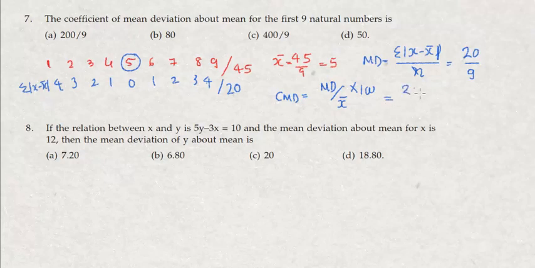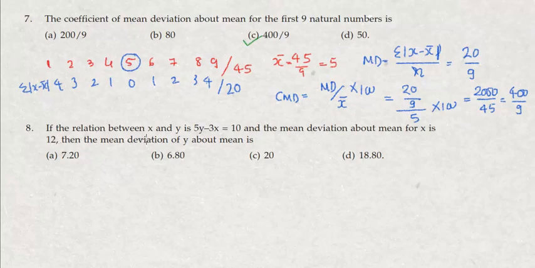Let me put the number in this form only into the formula of coefficient of mean deviation. So that is going to be 20 by 9 again divided by the mean x bar, which is 5, into 100. So now this is nothing but 2000 divided by 45, and if we reduce it, then it will become 400 divided by 9, because 400 into 5 is 2000 and 9 into 5 is 45. So in this case our answer is C, 400 by 9.